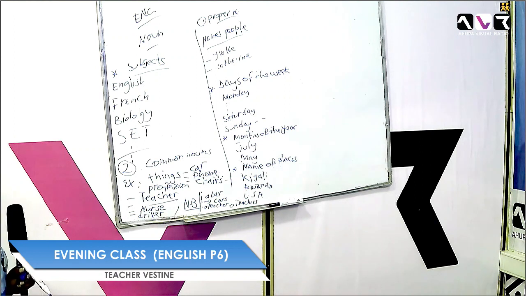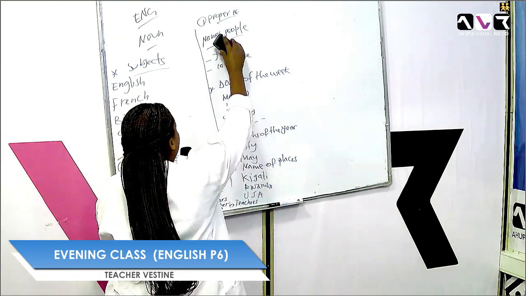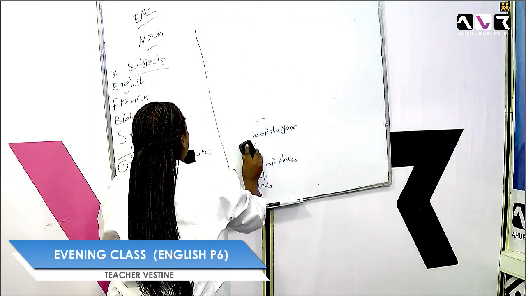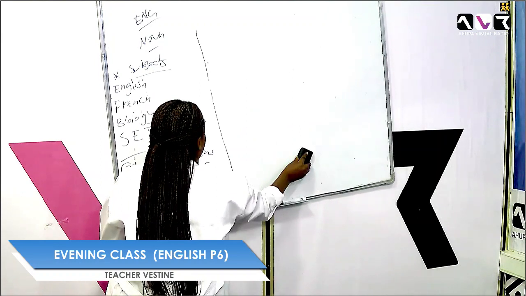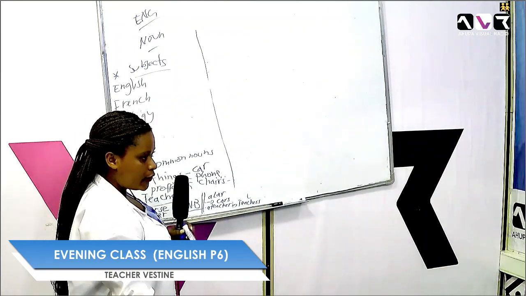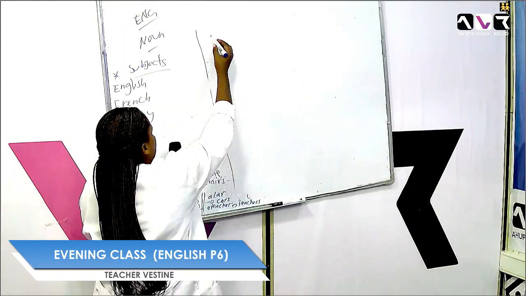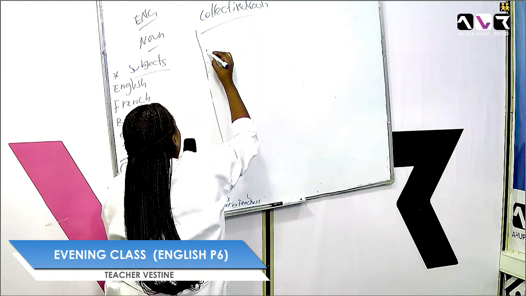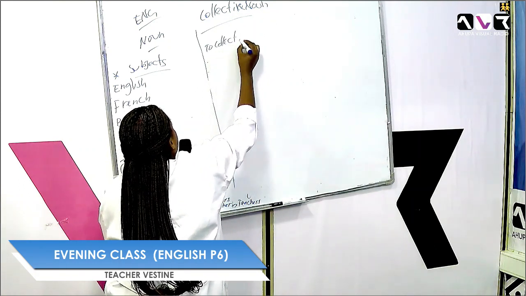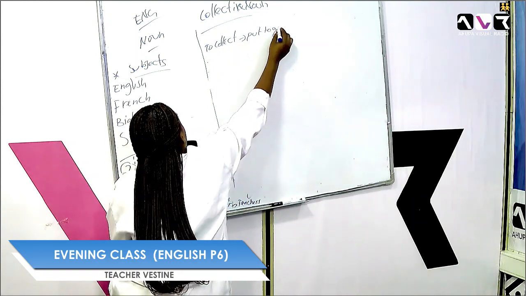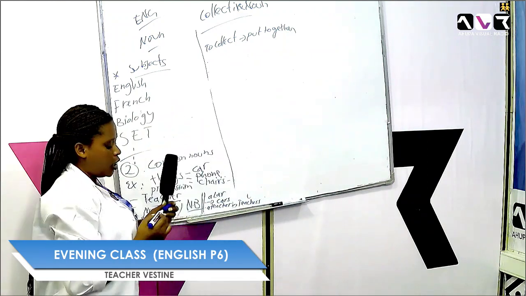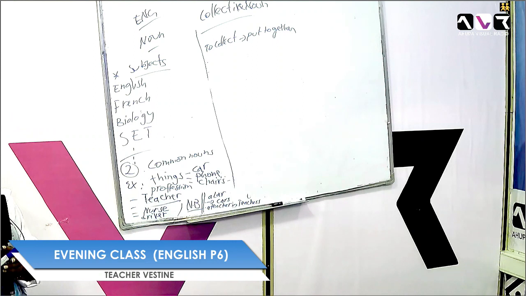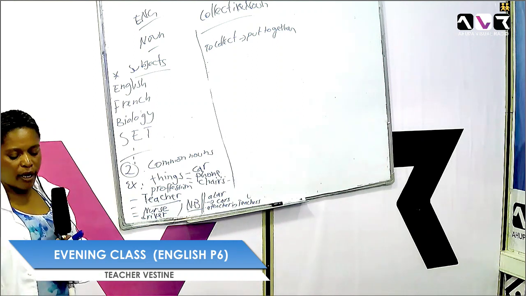After this one, we see category number 3, the collective noun. Collective noun, what does it mean? Collective noun comes from the verb to collect. To collect means what? Means to put together. To put in the same area. It means it's one word, which means many things or many people.